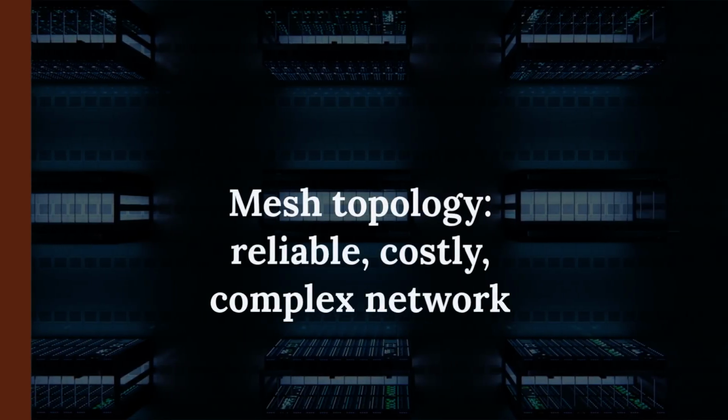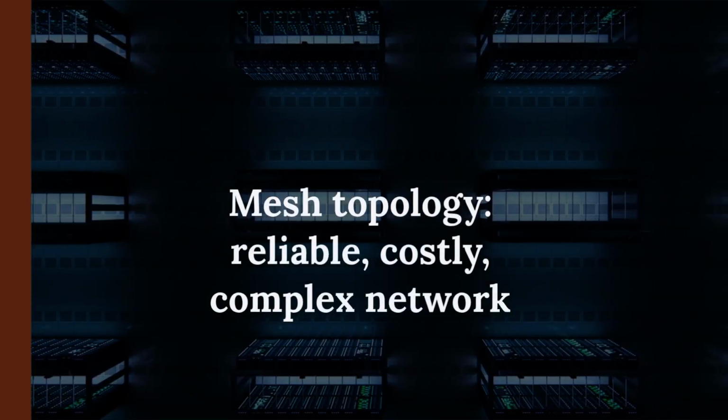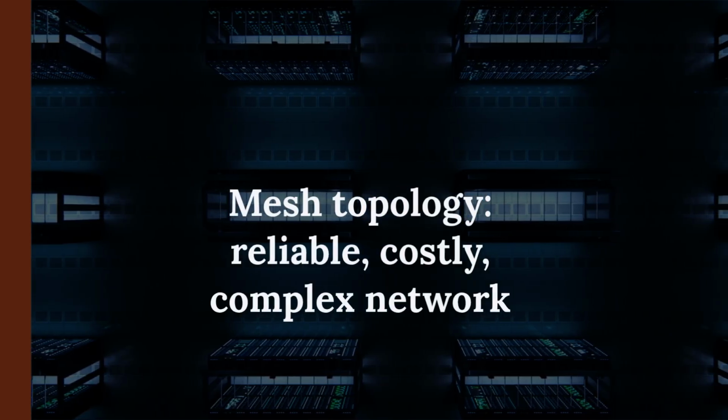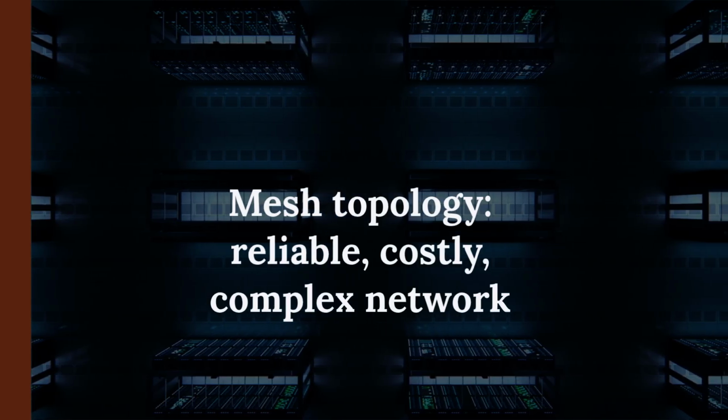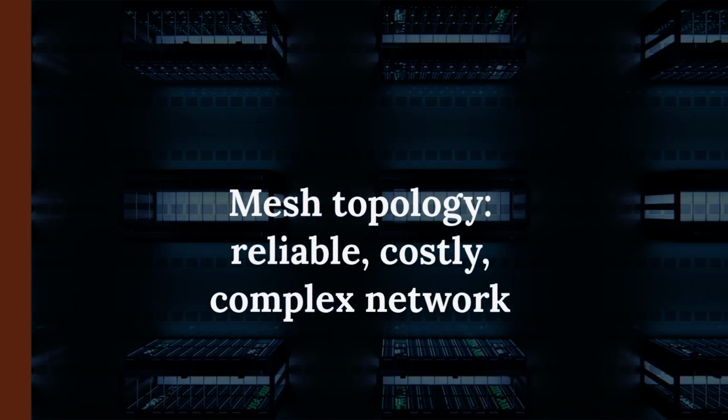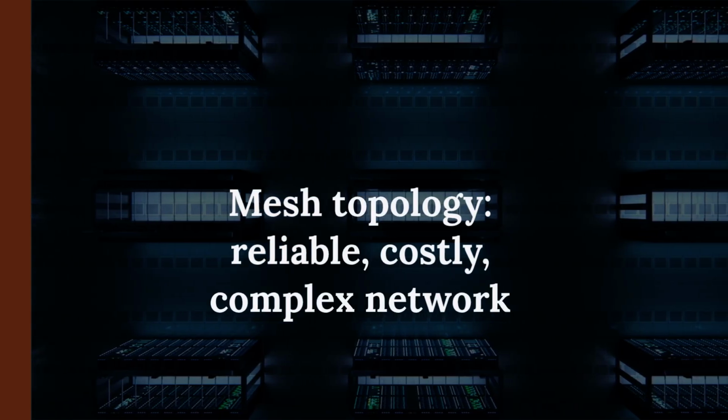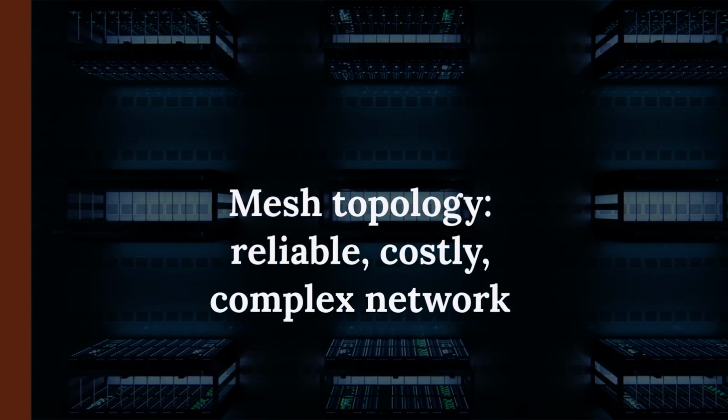Ring topology connects devices in a loop. A single failure can disrupt the entire network. Mesh topology offers multiple redundant paths. It's reliable but expensive and complex. Suitable for data centers and backbone networks.